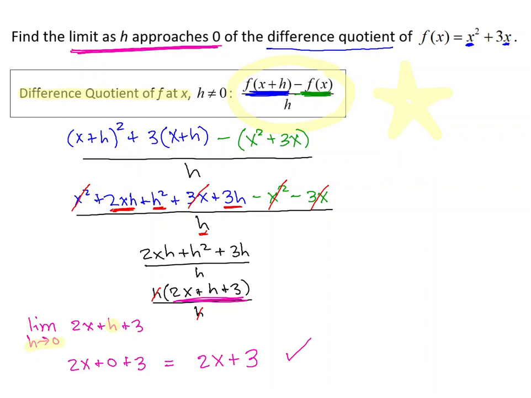Notice how that limit of the difference quotient looks different than the limit of the average rate of change.